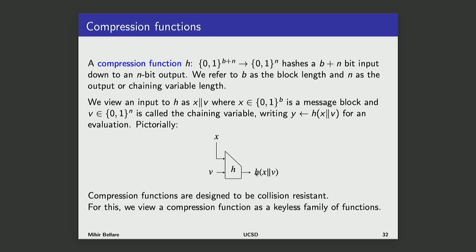So what people do with these is they design them to be collision resistant. The design goal is the same as for the hash function globally. It should be hard to find a collision, and a collision means two xv pairs with the same output.